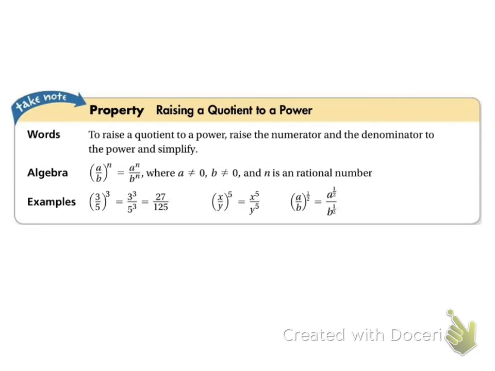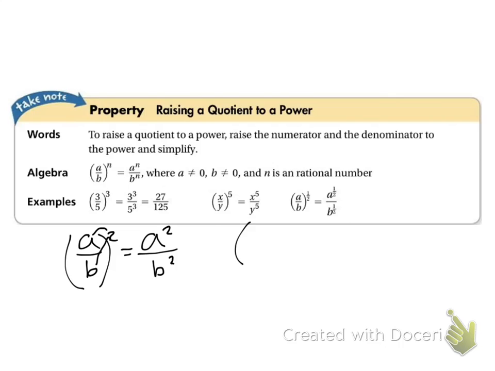Okay, if we have parentheses with the exponent outside, so if we have a over b squared, we would simplify that a squared over b squared. You need to distribute the square into everything, okay, into the top and into the bottom.